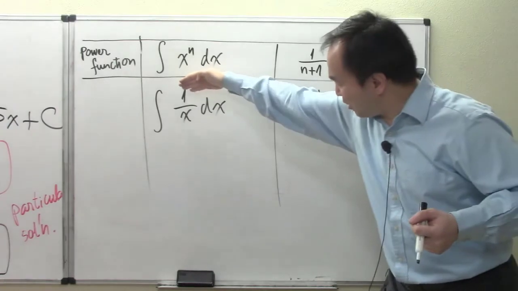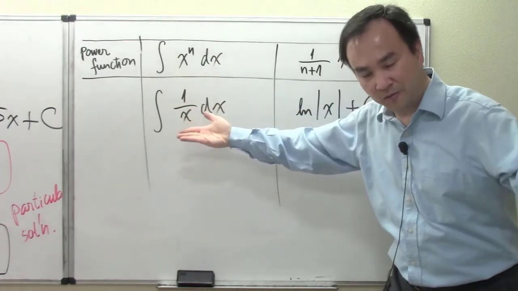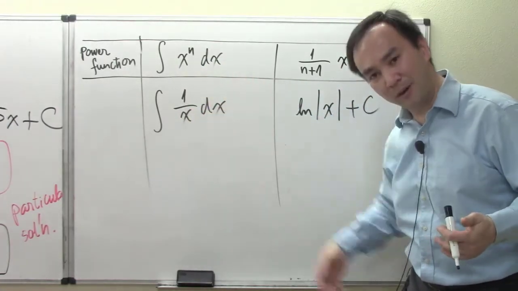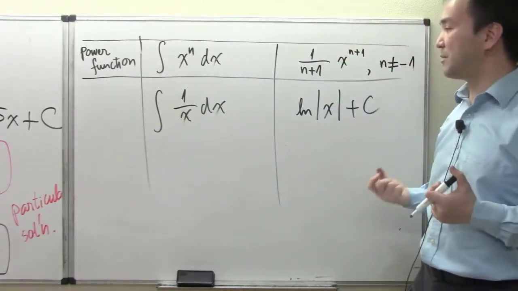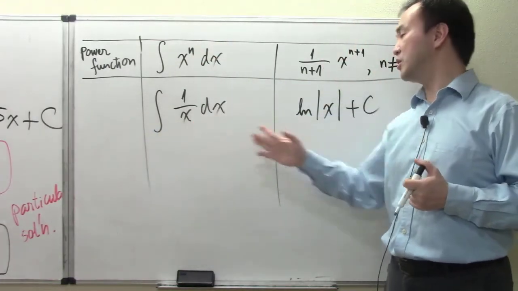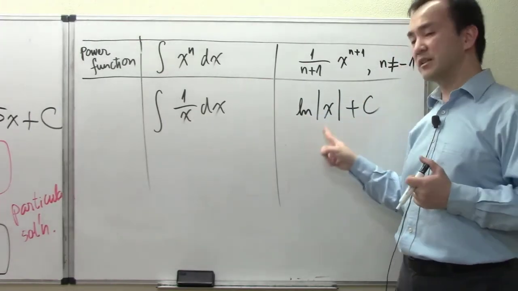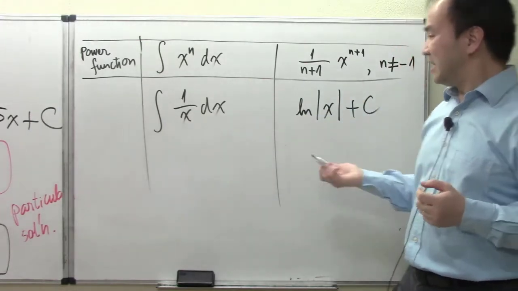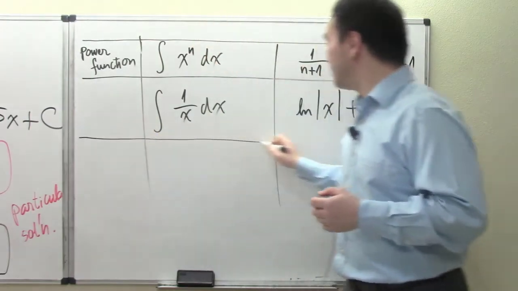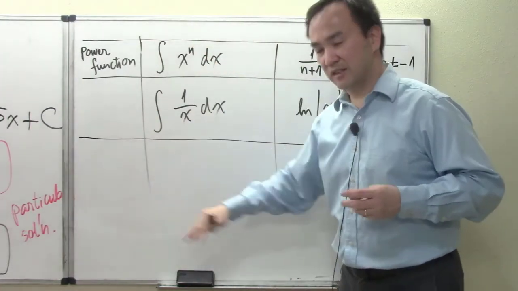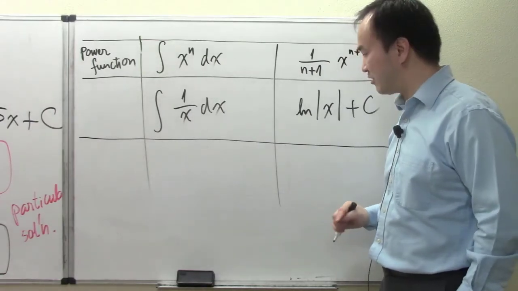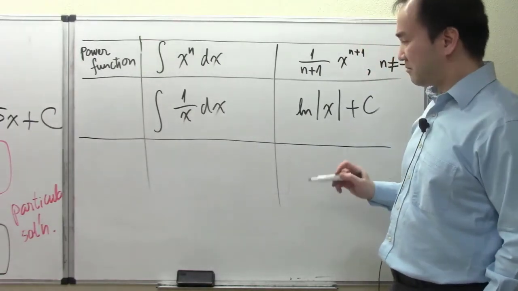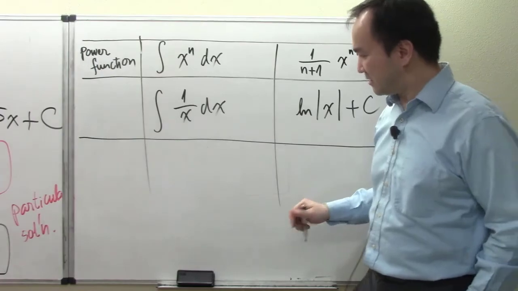Because see, 1 over x is the same as the power function x to the negative 1 power, but we don't treat it as a power rule. We don't use the power rule to find the antiderivative there. We use the logarithm rule right there. And so now, before I move on to the next family of functions in our chart here, I have to point out something.